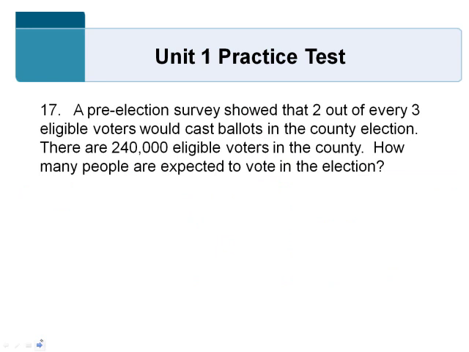All right. Number 17. A pre-election survey showed that 2 out of every 3 eligible voters would cast ballots in the county election. There are 240,000 eligible voters in the county. How many people are expected to vote in the election?